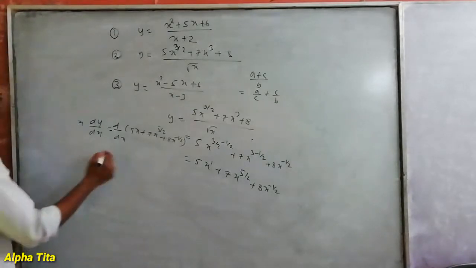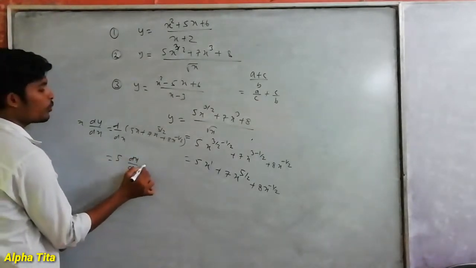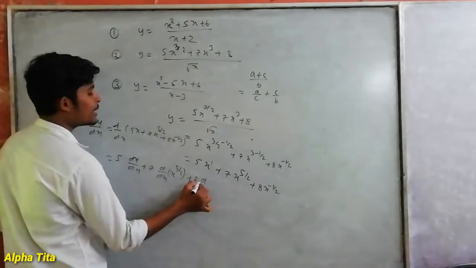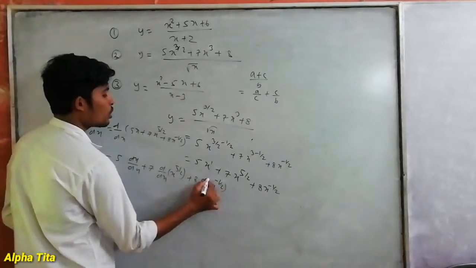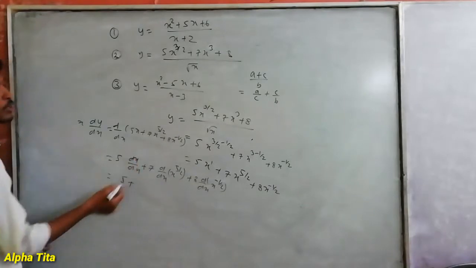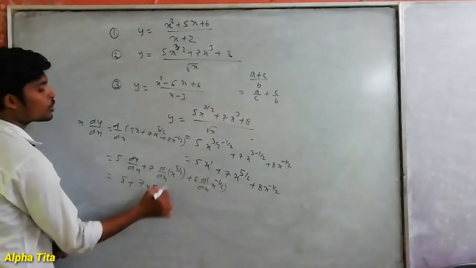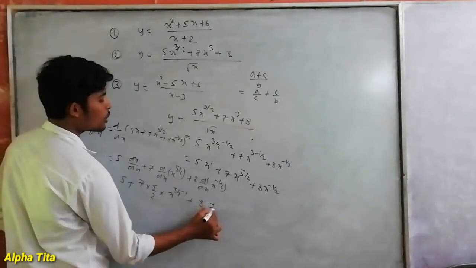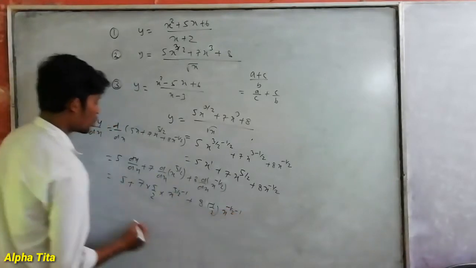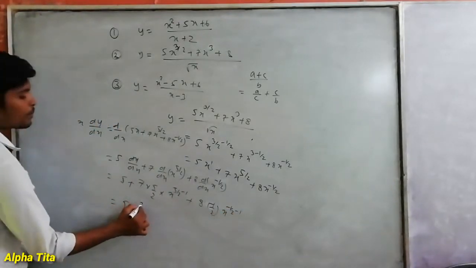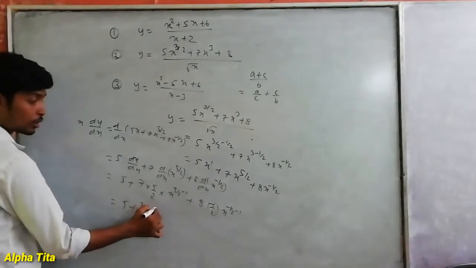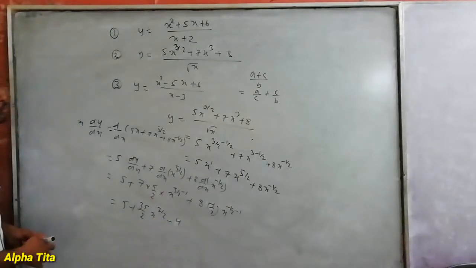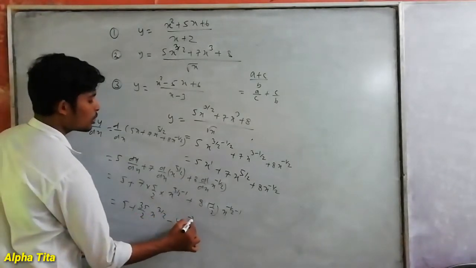So what you get? 5 dx by dx plus 7 d by dx of x to the power 5 by 2 plus 8 d by dx of x to the power minus 1 by 2. What you get? 5 dx by dx is 1, 7 into 5 by 2 x to the power 5 by 2 minus 1, plus 8 into minus 1 by 2 into x to the power minus 1 by 2 minus 1. How to get 5 plus 35 divided by 2, and 5 by 2 minus 1, so you get 3 by 2, minus 8 by 2, so minus 4, x to the power minus 3 by 2.